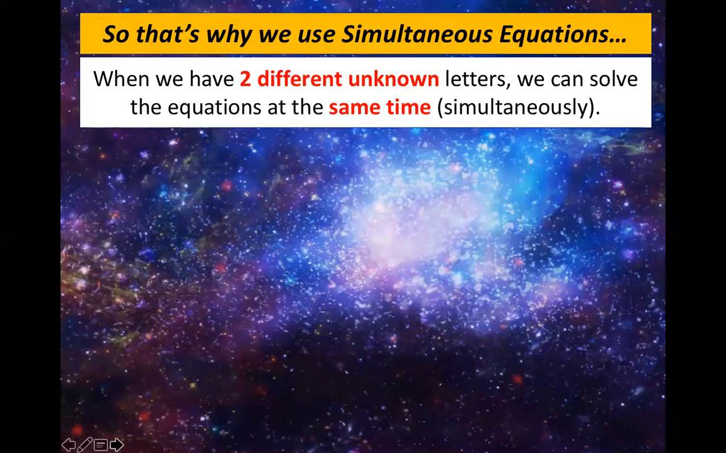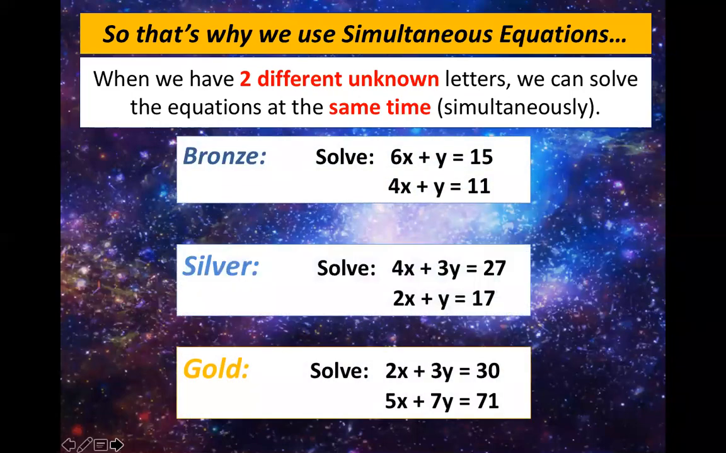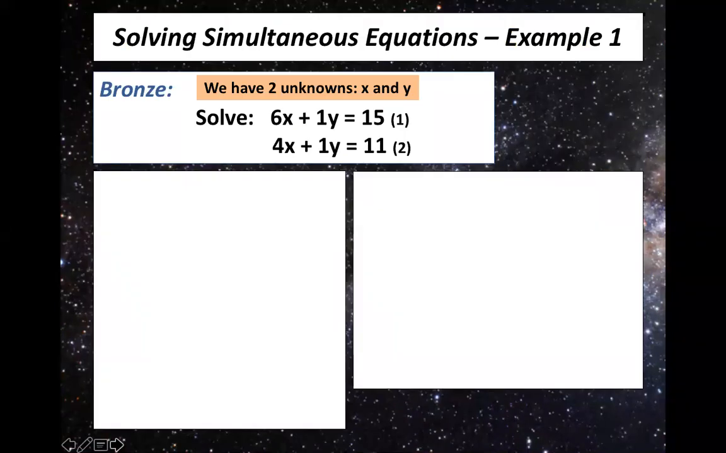Okay, so we have 2 different unknowns, 2 different letters, in this case C and P. We can solve the equations at the same time, simultaneously. That's why we call them simultaneous equations. Let's say I have 3 questions, so let's look at them. First question: I have 2 equations, equation 1 and equation 2.